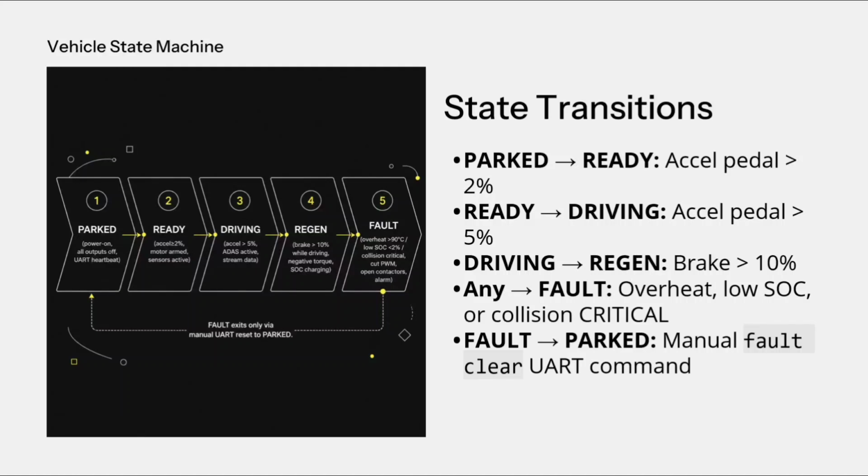And then we have state transitions, which come under a state machine. The vehicle operates through different states such as park, ready, driving, regenerative braking, and fault. These are all the states we have. The hardware mainly consists of the STM32 microcontroller, ultrasonic sensors, LEDs, and the UART communication protocol. Together, these components help in monitoring the vehicle and implementing the safety features.